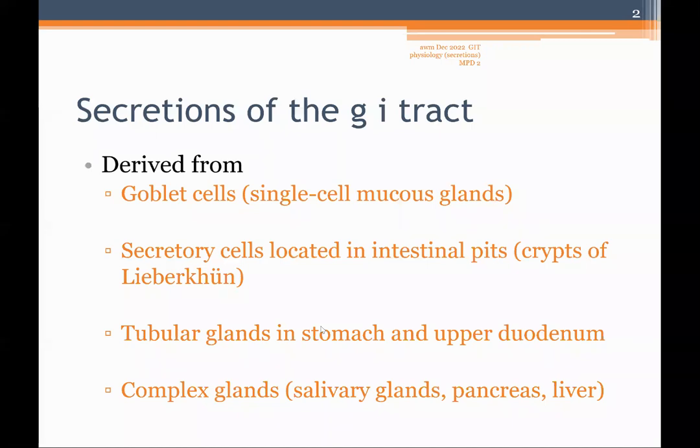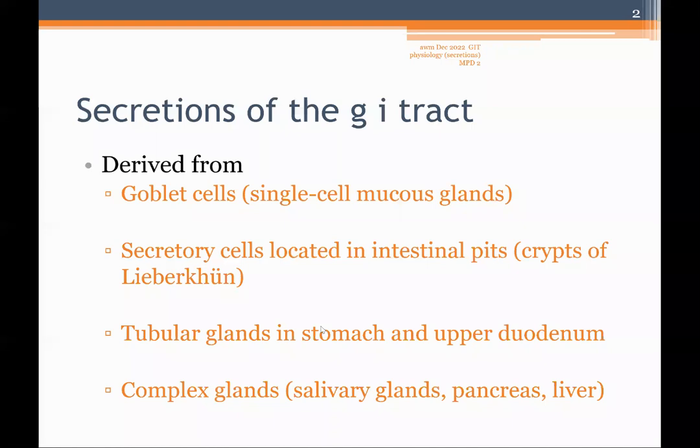So we'll talk about the contents of each secretion. You have goblet cells, and secretory cells found in pits, for example, the intestinal pits. You also have tubular glands, which are found in the wall of the stomach and the upper duodenum, which release their secretions directly into the lumen. And then you have complex glands, also known as accessory glands of the gut. These are, for example, the salivary glands, the pancreas, and the liver.